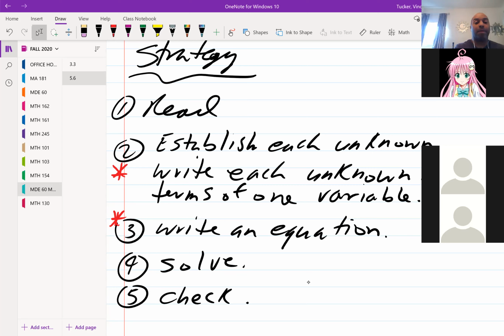All right, and the reason why I put an asterisk beside 2 and 3 is because 2 and 3 is where most people have the most trouble. Once you get down to 4, that's pretty much what we've done in the previous sections, just solving your equations. But establishing what your unknowns are going to be and how they should be represented, and then writing an equation, a lot of times is where a lot of people have trouble.